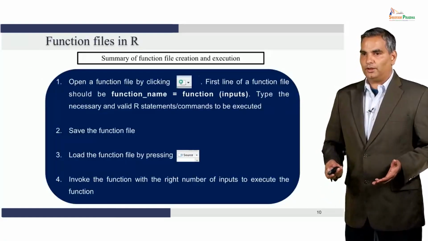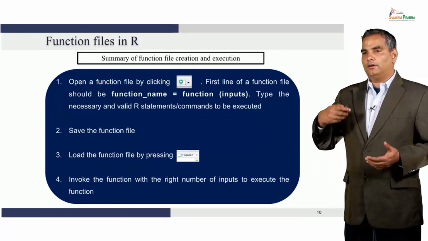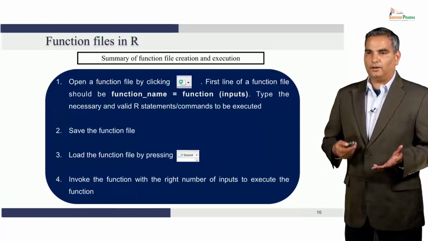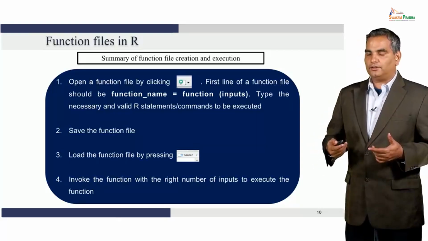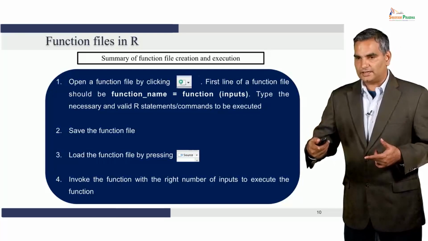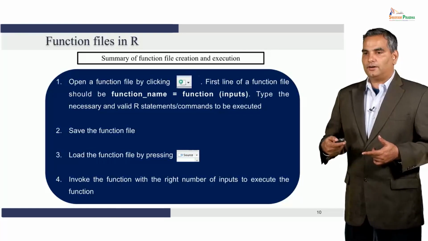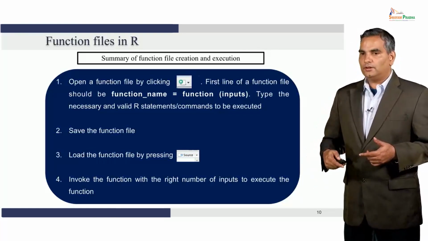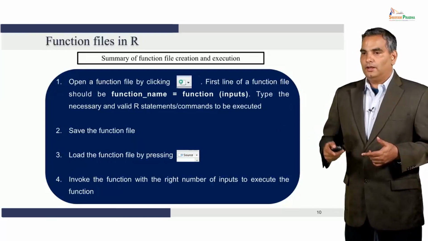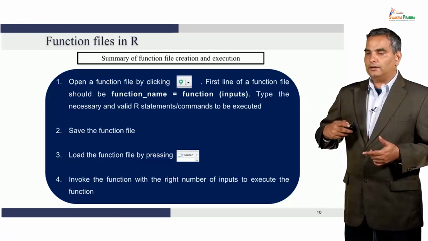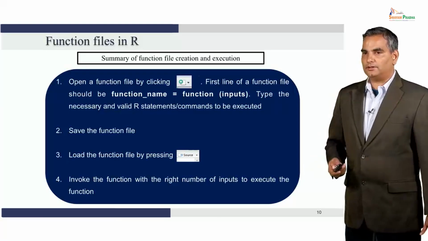In summary, you can open a function file by clicking the icon that is there, or going to file and then opening a new file or opening an already existing file. You can save the function. Keep in mind you have to keep the function file name the same as the function name. So in the previous case, volume cylinder was a function name and the R file was volume cylinder.r. Once you do this, you have to invoke the function every time you want to run it by pressing source, and you invoke the function with the right number of inputs to execute the function after loading the function by pressing this button.